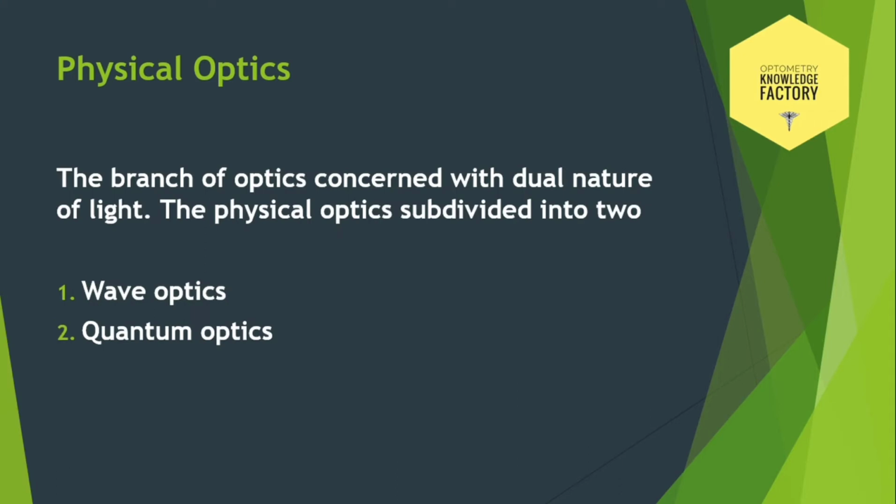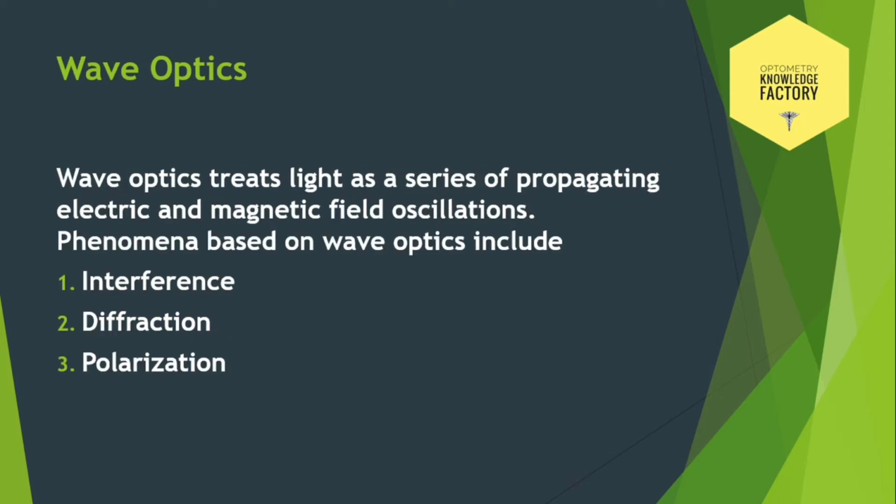Physical optics. The branch of optics concerned with the dual nature of light. Physical optics is subdivided into two: wave optics and quantum optics. Wave optics deals with the wave nature of light and quantum optics deals with the particle nature of light. Wave optics. Wave optics treats light as a series of propagating electric and magnetic field oscillations. Phenomena based on wave optics include interference, diffraction and polarization.